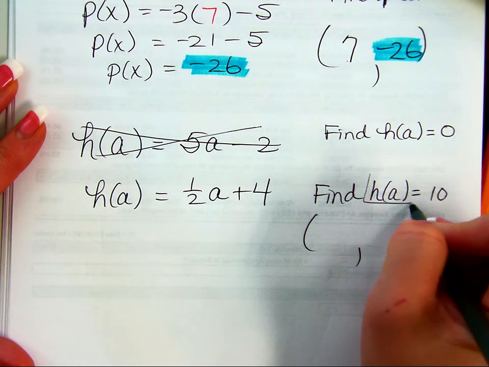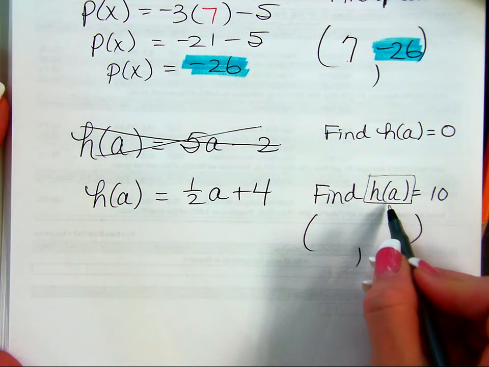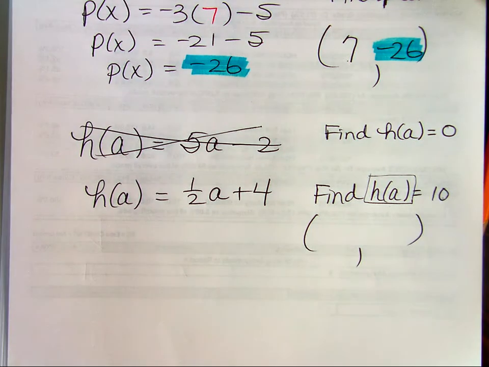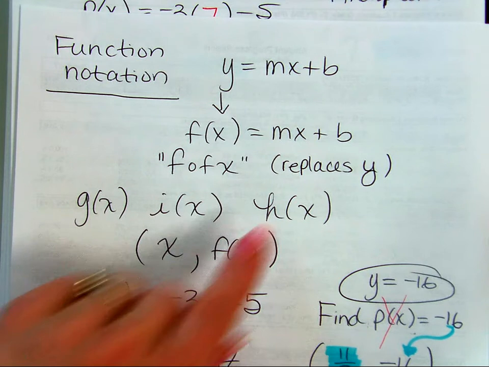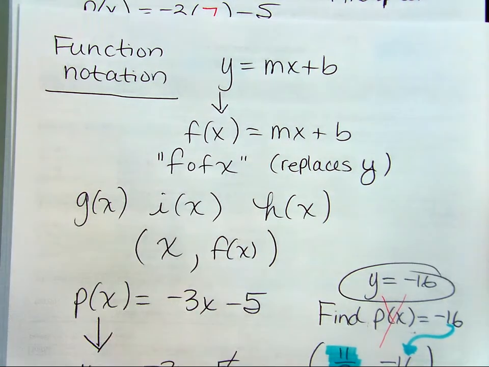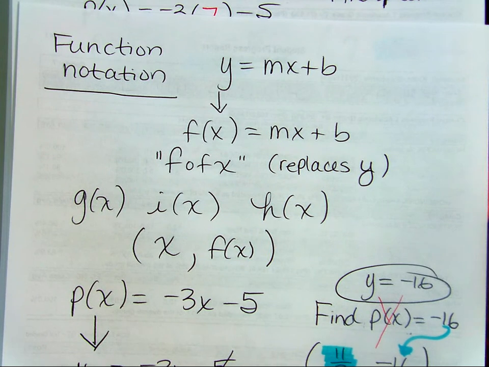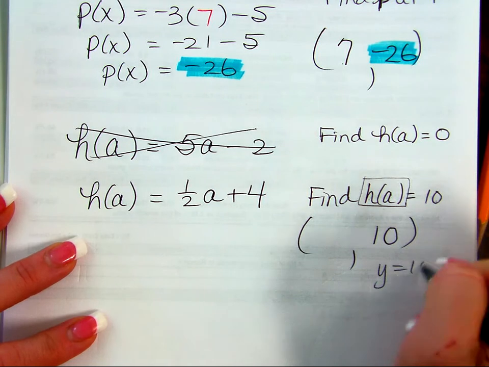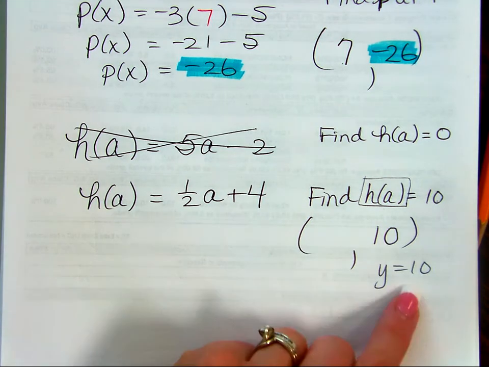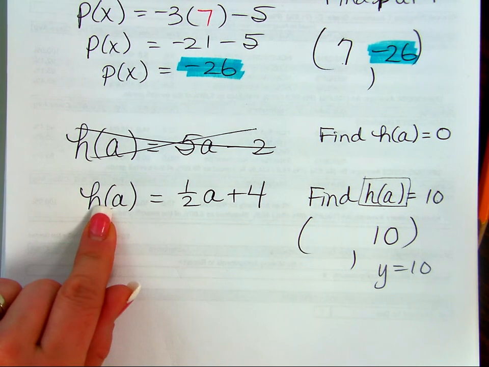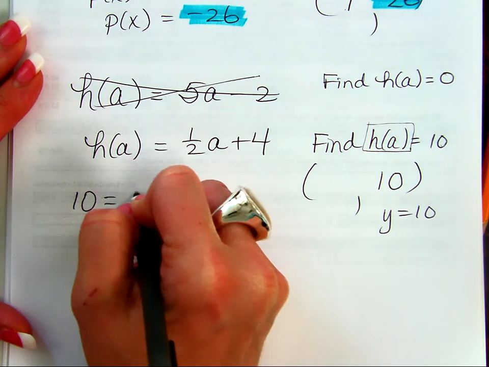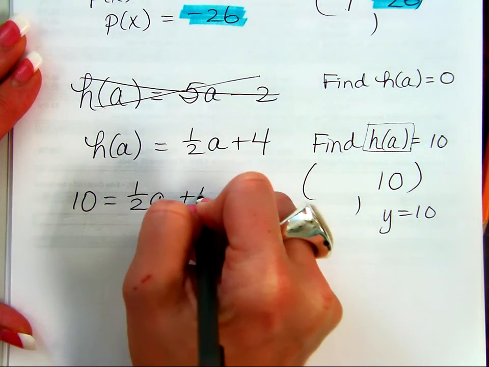This is really replacing what? Y. So this is my y, right? Because remember back to what we said here? This just replaces the y, so f of x, h of a, anything of anything is the y. So I'm going to put 10 here. I may even want to put, y is 10. But that doesn't really help if you don't know that that's where the y is, right? So watch what I'm going to do. I'm going to say 10 is equal to 1/2 a plus 4.